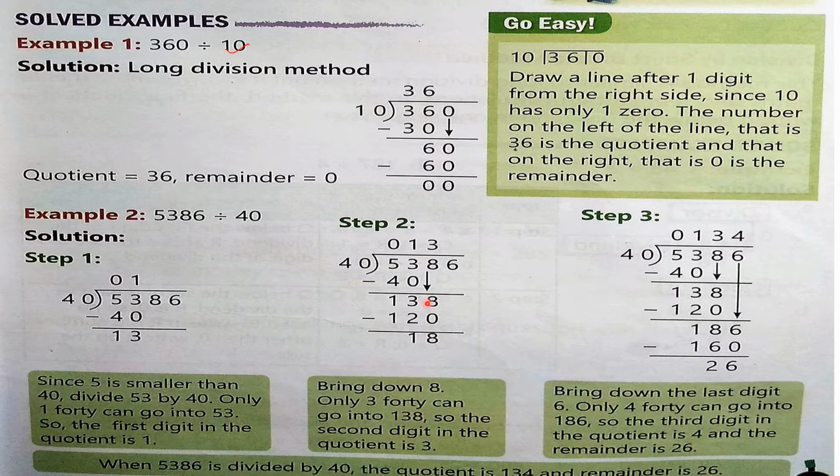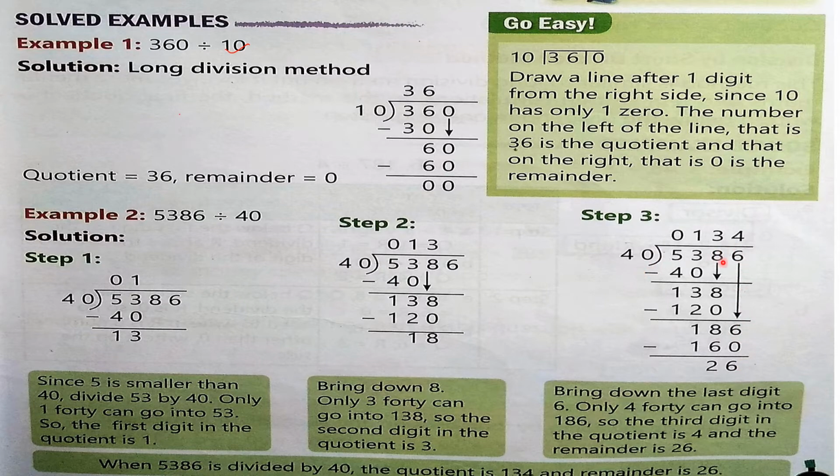So in the table of 4, we will find 138. 4 times 3 is 12, that is 120. So 8 minus 0 is 8 and 3 minus 2 is 1. Again, this 6 is there, so this 6 will come down. In the third step, we cannot take all the numbers together, so we have to do it step by step. So this 6 comes down.